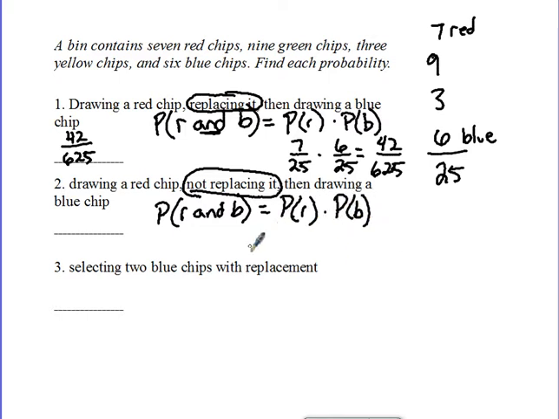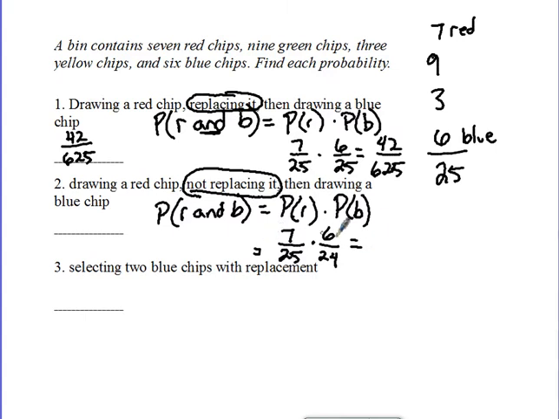But this time, we have 7 out of 25 chips that are red. But if we drew a red chip, since we didn't put it back in the bin, there are no longer 25 chips in the bin. There are only 24 chips in the bin. And 6 of those 24 are blue. So 6 out of 24 is the probability of drawing a blue chip the second time.